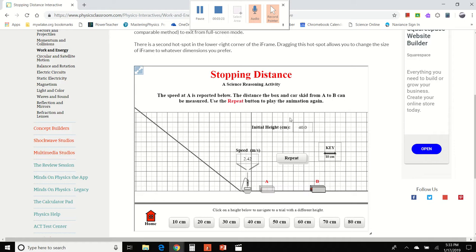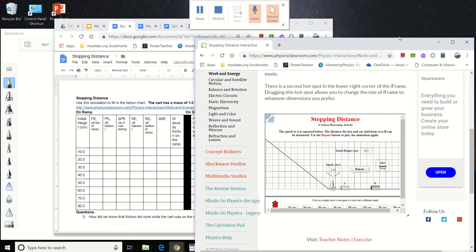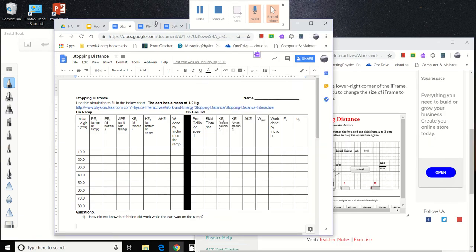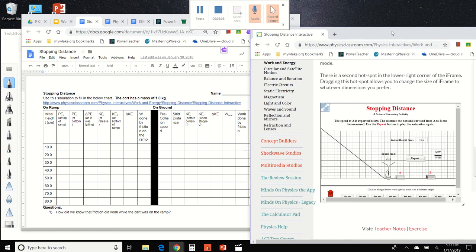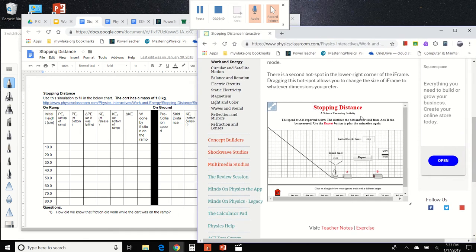Okay, so before I jump over to your worksheets, let's see if I can get both of these things showing up at the same time here. Almost, but not quite.